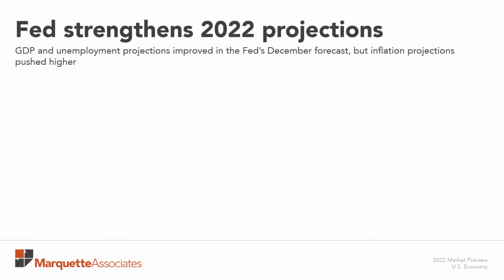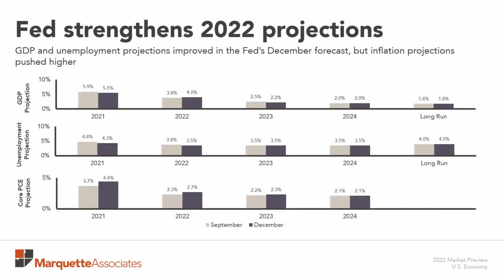After the Fed's December meeting, GDP and unemployment projections improved for 2022, but inflation projections pushed higher. Although GDP numbers for 2021 came in lower than expected, the Fed has projected it will increase to 4% in 2022, ahead of its September projection of 3.8%. Unemployment for 2021 was far better than anticipated, ending the year with 4.3% unemployment rather than 4.8%. Projections for 2022 also improved, and unemployment is now expected to be 3.5%. Lastly, core PCE ended the year at 4.4% rather than 3.7%, and is expected to be 2.7% in 2022 rather than 2.3%.